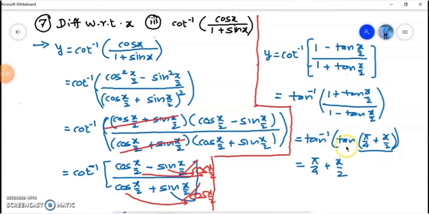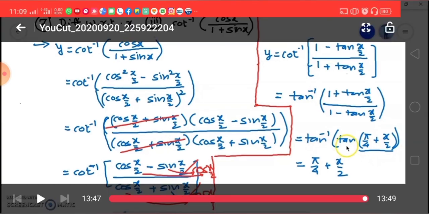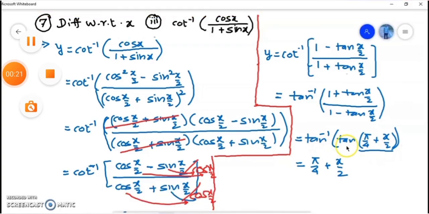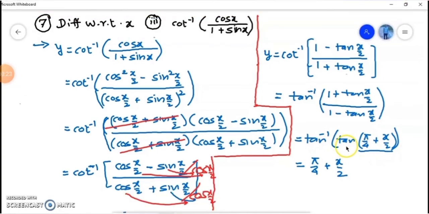After writing this as y equal to pi by 4 plus x by 2, its derivative can be found easily. Pi by 4's derivative is 0, plus x by 2's derivative is 1 by 2. So 0 plus 1 by 2 will be simply 1 by 2. That's how we can solve these examples. We shall see more examples from the same exercise in the next lecture. Thank you.